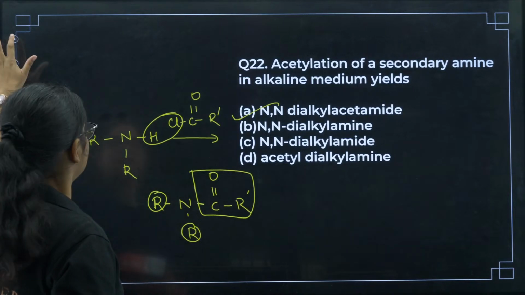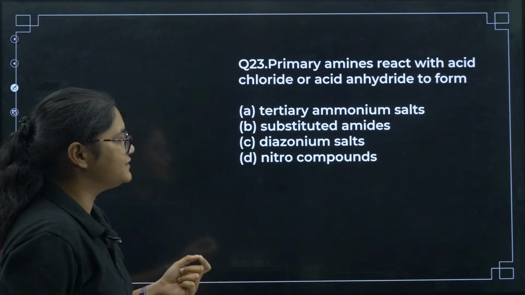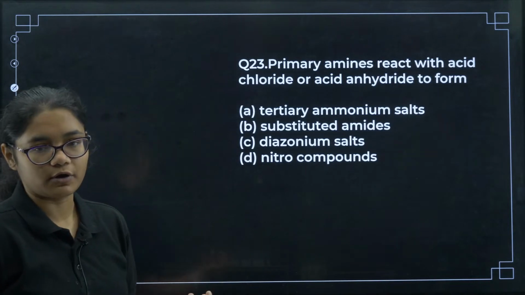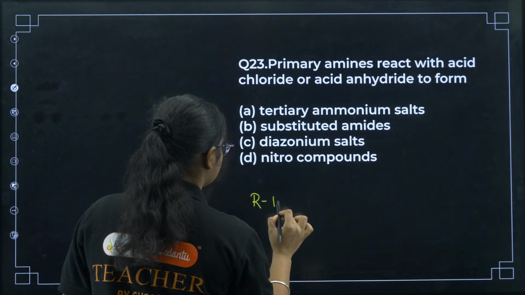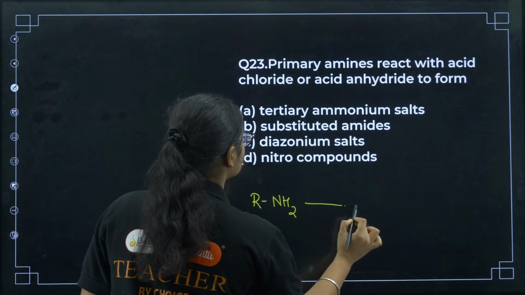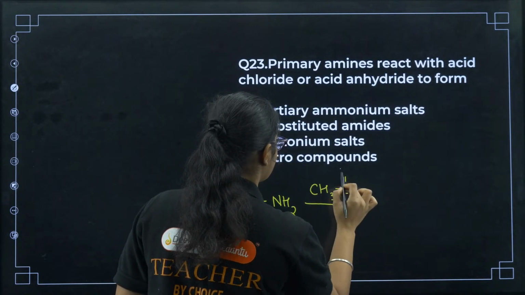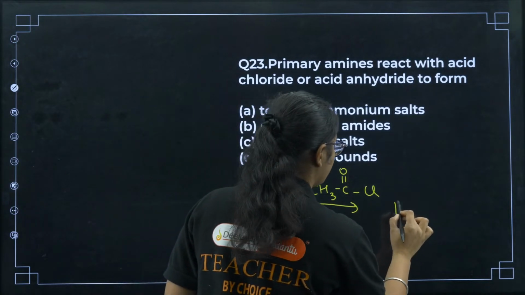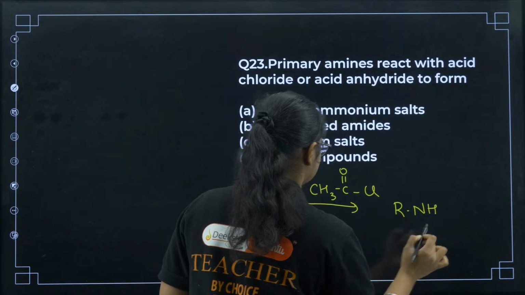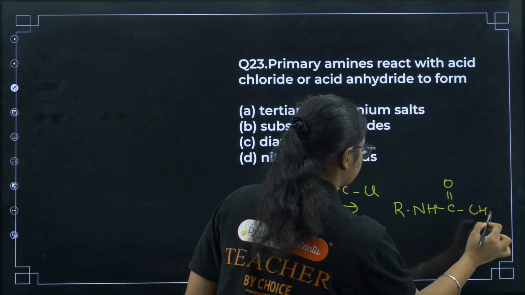Okay. Next, question number 23. Primary amines react with acid chlorides or anhydrides to form what? This is a very simple question. Primary amines are there. They react with acid chloride. For example, so what will happen? HCl will be removed. So I will get RNH, CO, CH3.